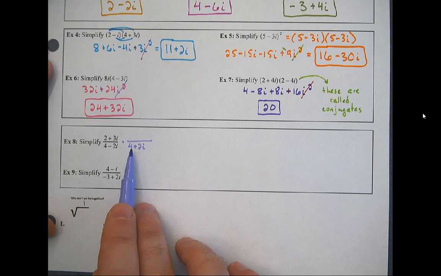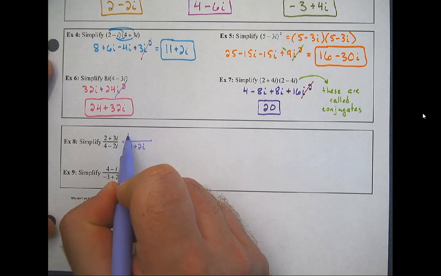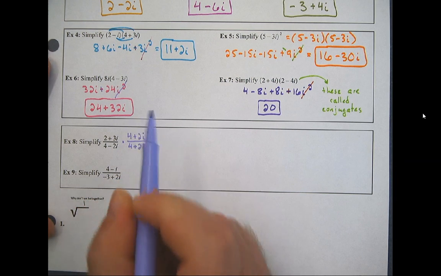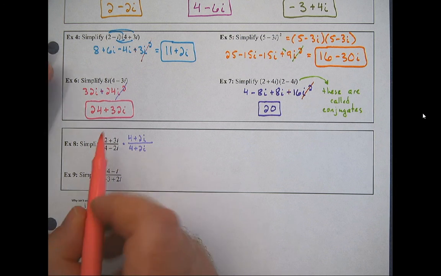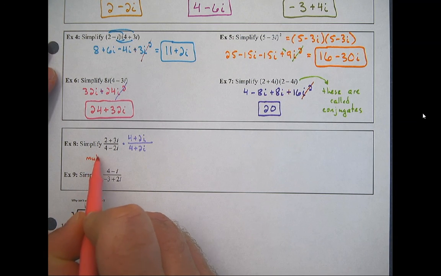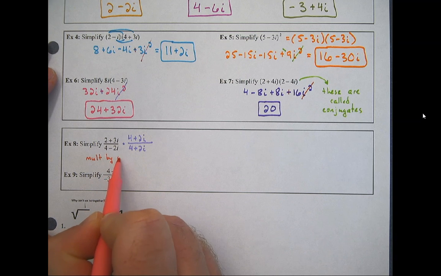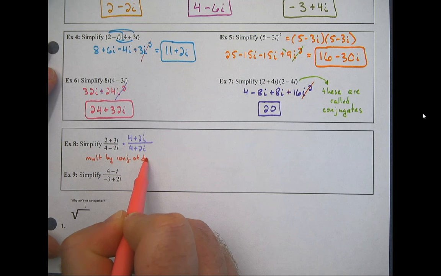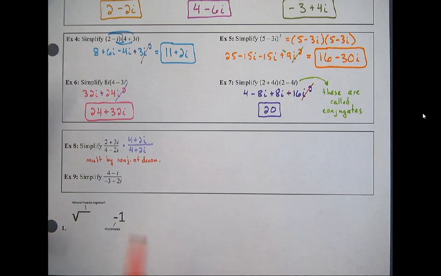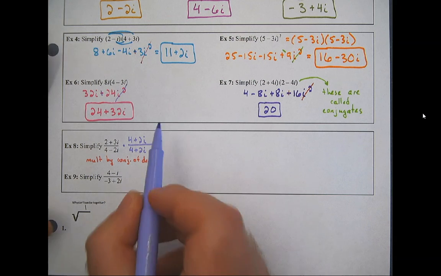Now the problem is if you multiply the bottom by 4 plus 2i, we got to multiply the top by 4 plus 2i. Notice we only did the conjugate of the bottom. So I want to leave a little note there. Multiply by conjugate of denominator. So I multiplied by the conjugate of the denominator. Now watch what happens. Now the top is going to get messed up.